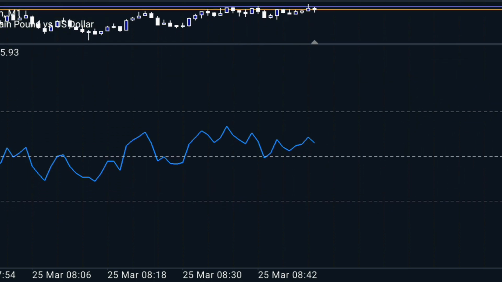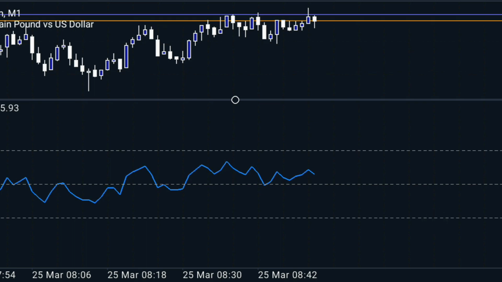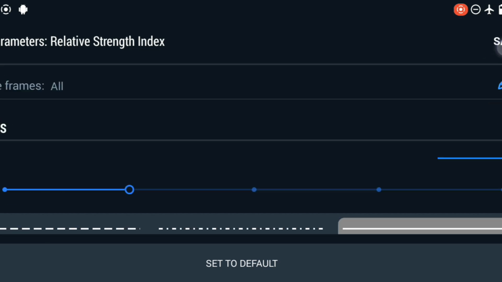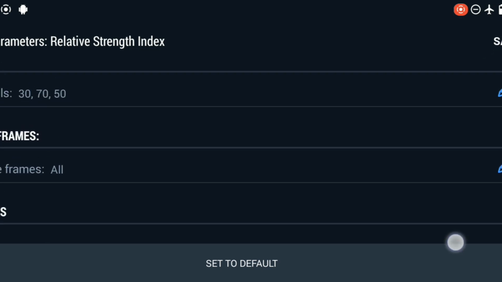By default, they have a level of 70, which is overbought, and a level of 30. I just added the 50 level. So we can customize this. When we go back to the indicators tab, we click on RSI and we can do some adjustment of the settings.